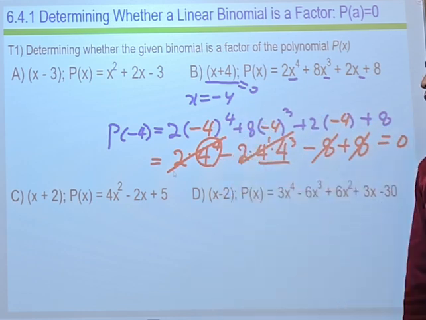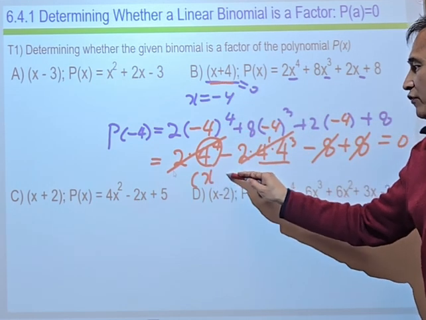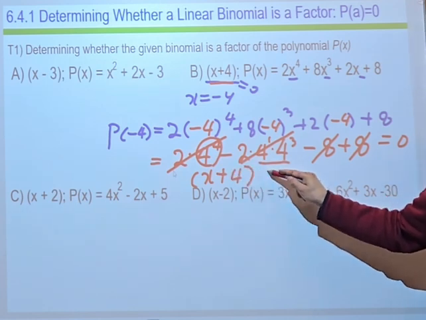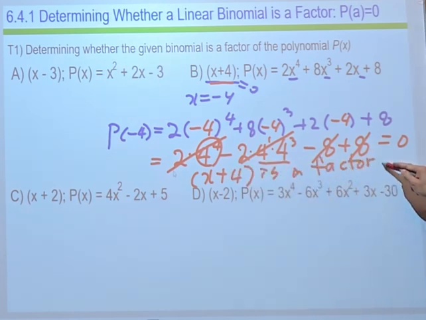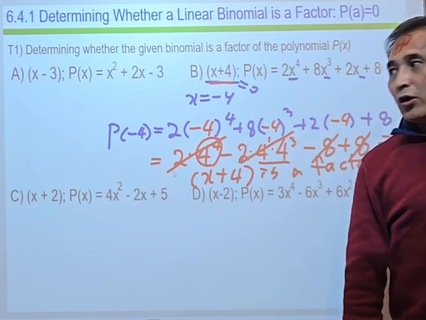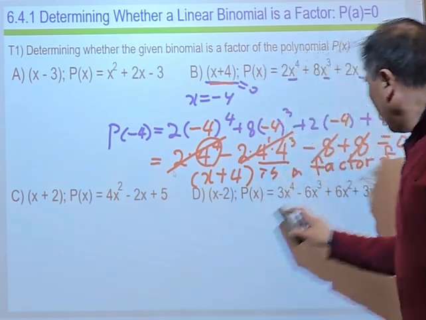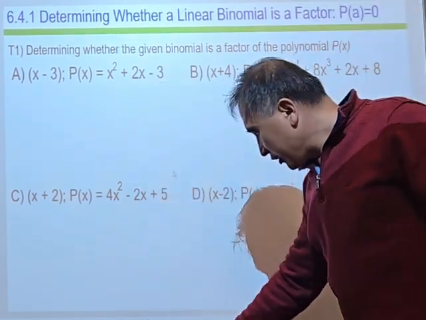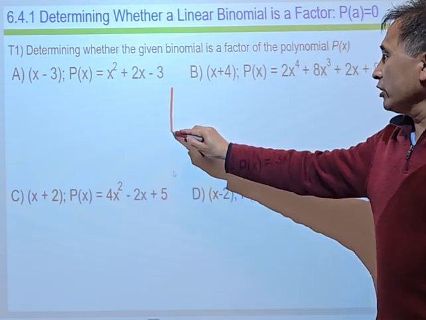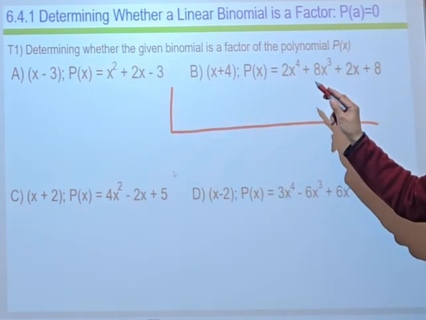Oh, p of negative 4 was 0, which means x plus 4 is a factor of this p of x. Okay, so we solved it, but let me check with long division one more time whether this is a factor or not. We did long division before, but let's do it one more time.